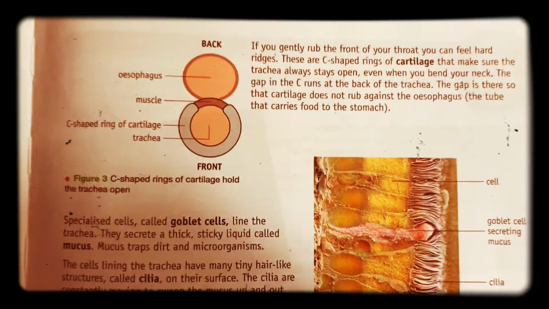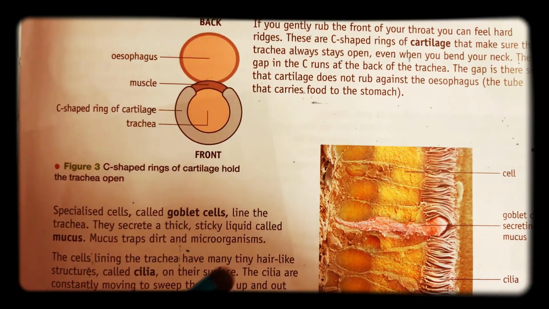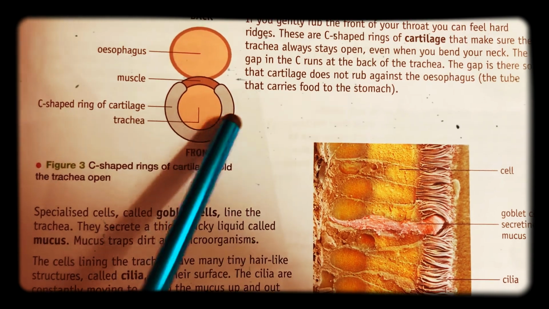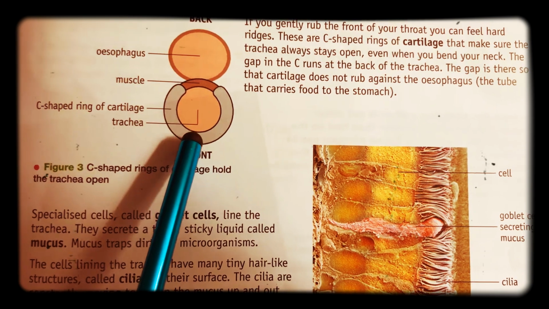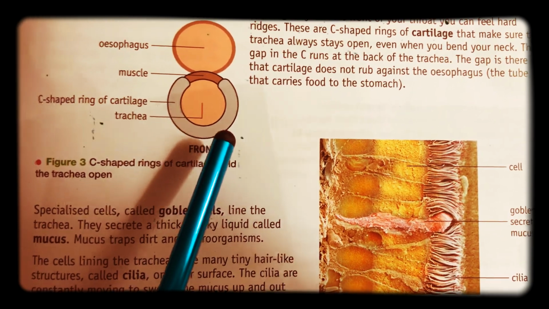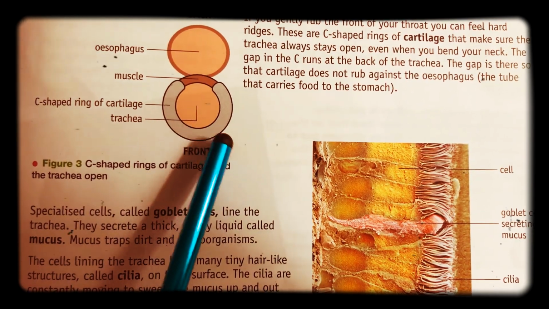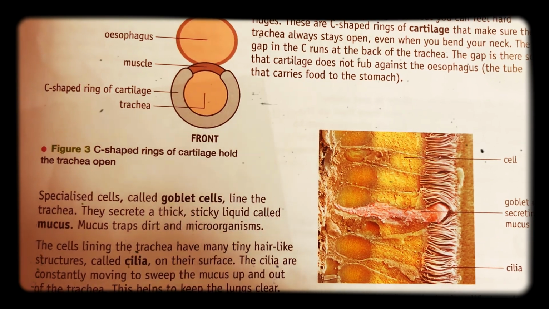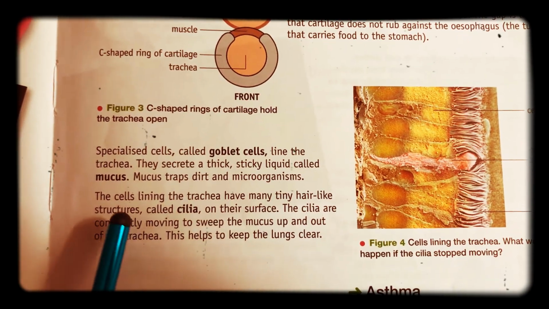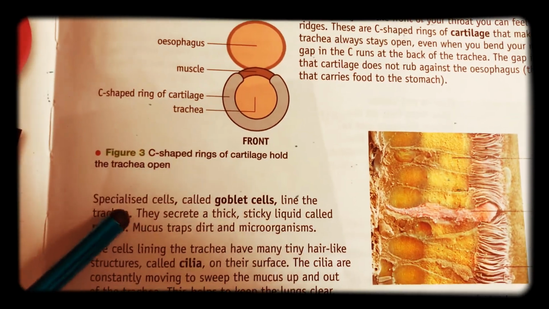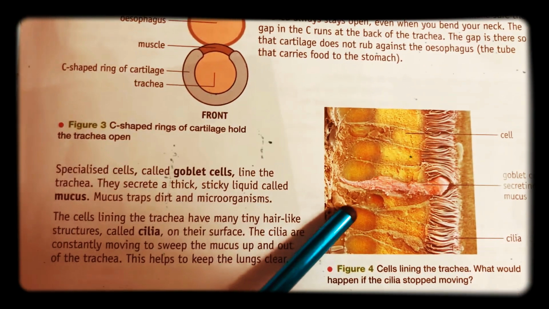So, if you gently rub the front of your throat, you can feel hard ridges. These are the C-shaped ridges of cartilage that keep the support there so it doesn't collapse, and when you bend your neck, you don't choke yourself. The gap in the C runs at the back of the trachea. The gap is there so that cartilage does not rub against the esophagus, the tube that carries the food to the stomach.